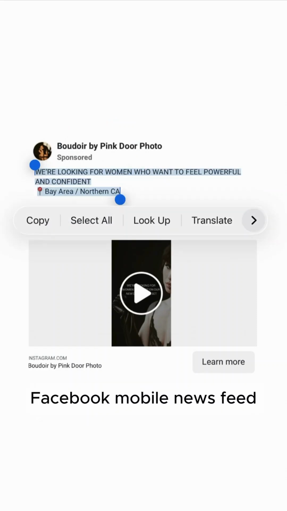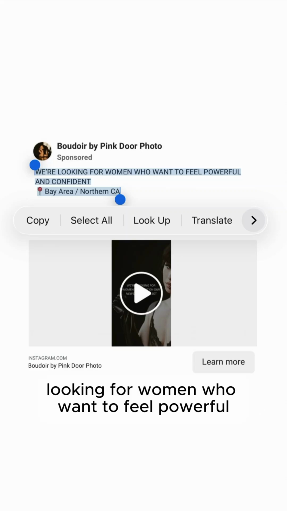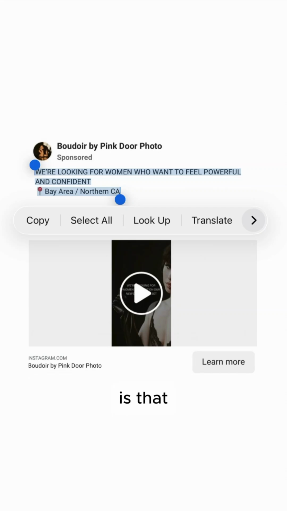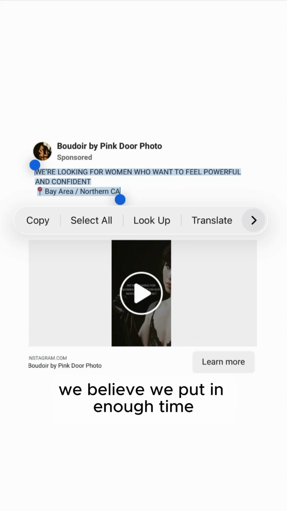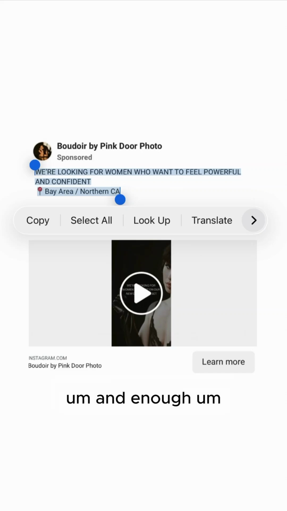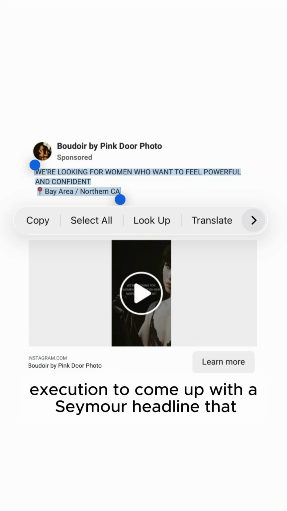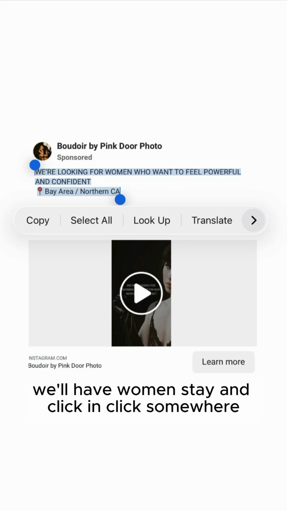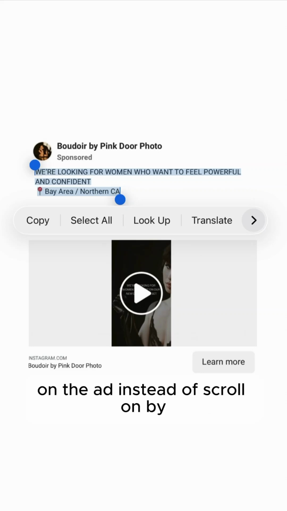Finally, we're going to look at the boudoir low clicks, or the Seymour headline here. First 2 3/4 lines, Facebook mobile newsfeed. Looking for women who want to feel powerful and confident. Bay Area, Northern California. All right, so yeah, we got a little bit of context, but still lack of context mistake. The false belief that caused us to make this mistake is that we believe we put in enough time and enough planning and execution to come up with a Seymour headline that will have women stay and click somewhere in the ad instead of scroll on by.